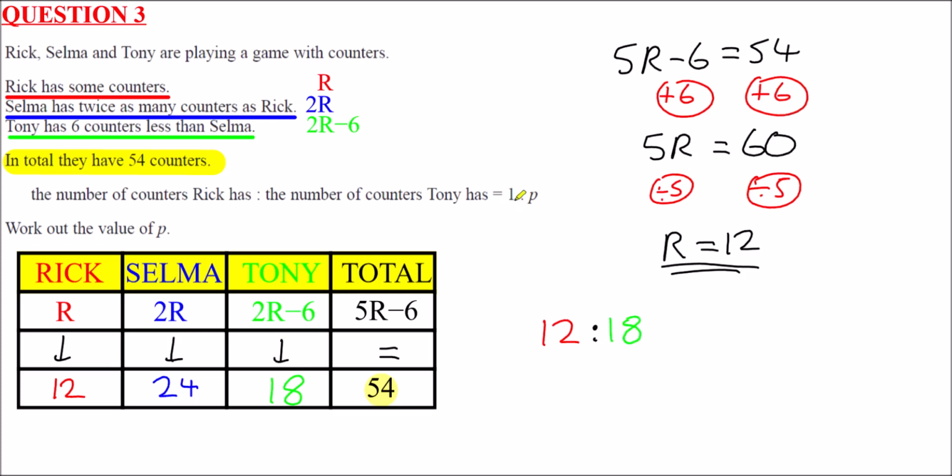But we need our answer in the form 1 : p. So that 12 needs to shrink down to 1. How do we go from 12 to 1? Well, we need to divide by 12. But to keep the ratio equivalent, we need to do the same to the other part as well. So we need to do 18 divided by 12 too. If you do that on a calculator, 18 divided by 12 gives you 1.5. So in simplest form, in the form 1 : p, the ratio of Rick's to Tony's is 1 to 1.5.